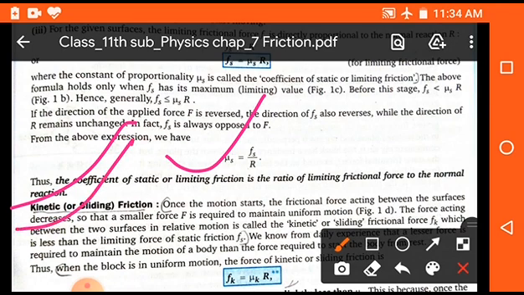Clear student? Now the next topic is kinetic or sliding friction. So here, once the motion starts, the frictional force acting between the surfaces decreases, so that a smaller force capital F is required to maintain uniform motion. The force acting between two surfaces in relative motion is called kinetic or sliding friction. So sliding friction or kinetic friction is generally represented by Fk, and it is equal to μk into R, where μk is the coefficient of kinetic friction and R is the normal reaction force.